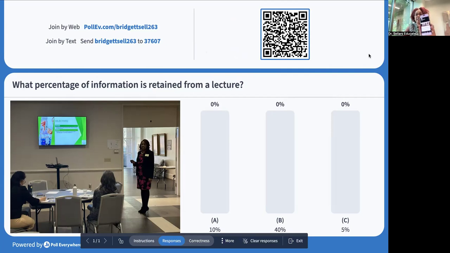Once they scan the actual QR code, the image comes up on their phone and they're able to choose from the options that we've given them. You can see this question, which is our thought-provoking question, ironically: what percentage of information is retained from a lecture? You're going to choose A, 10%, B, 40%, or C, 5%. This correlates to the content that we're going to cover in this snapshot.